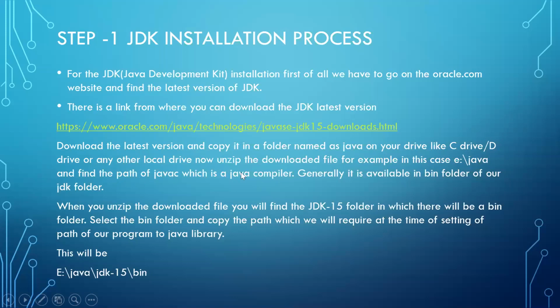javac, which is the Java compiler. Generally it is available in the bin folder of our JDK. When we unzip the downloaded file, you will find the JDK folder in which there will be a bin folder. Select the bin folder and copy the path, which we will require at the time of setting the path of our program. Generally, it is whatever drive you are using where you are creating this Java folder. I created this Java folder in E drive. So it is E drive, Java, JDK 15, that is a folder name which comes itself, and then bin, which has the javac compiler.